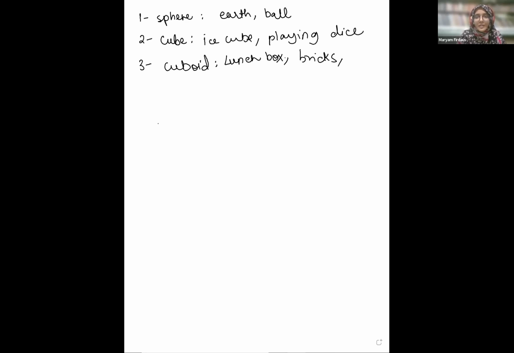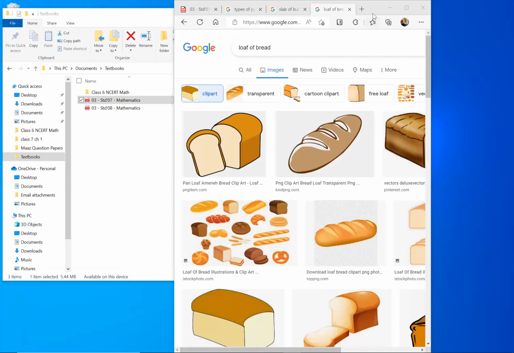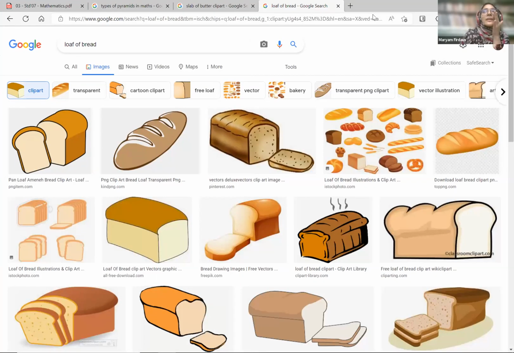I'm just gonna share my screen. Just a minute. One sec. Okay, so I'm gonna share my screen again. A mattress. Mattress is a rectangle. What do you see in front of you? Bread.